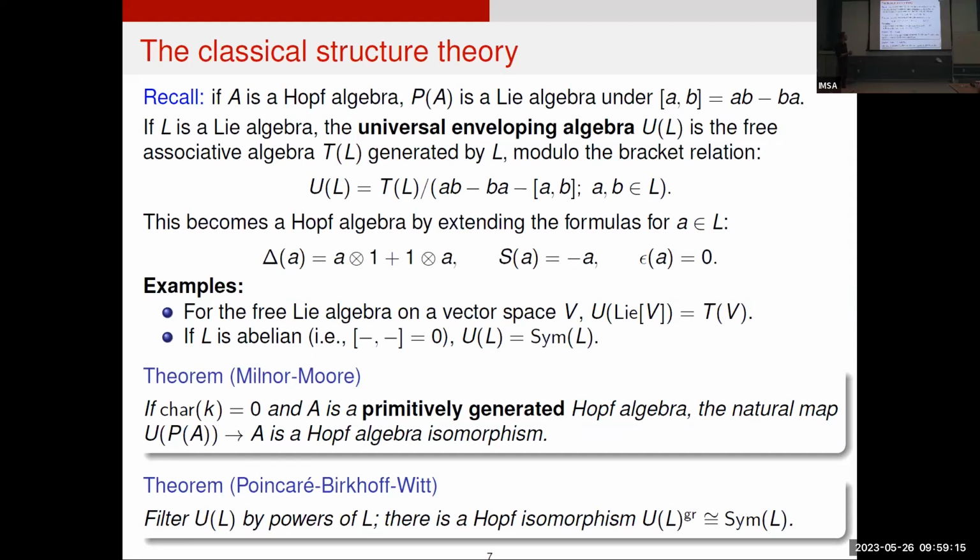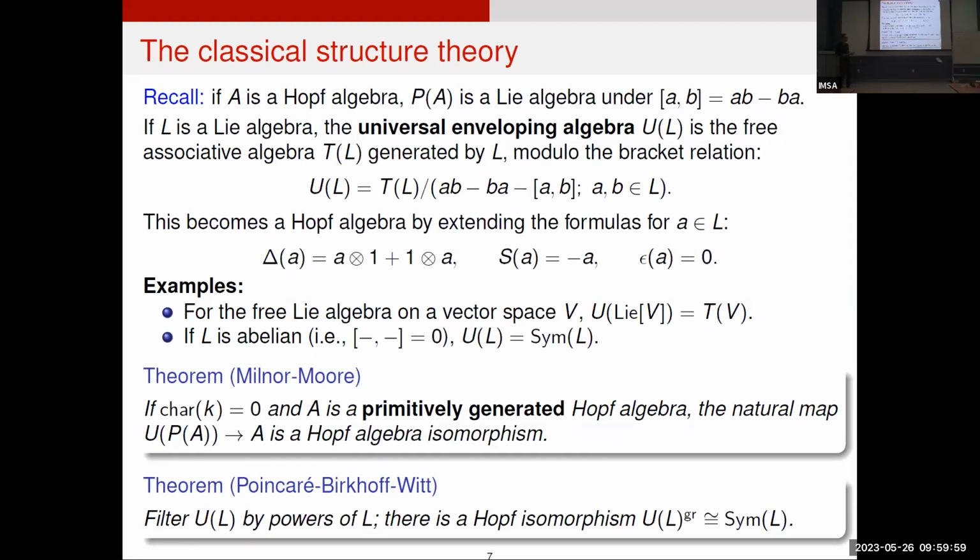So I take the free associative algebra, the tensor algebra on L, and I modify the relation so that the bracket is equal to the commutator. And it turns out that this becomes a Hopf algebra by extending multiplicatively formulas on L. I make L primitive, so the diagonal of A is A tensor 1 plus 1 tensor A. I make the antipode of A the negative of A, and I make the co-unit of A 0. I extend all of those multiplicatively, and that gives me a definition of a Hopf structure on the enveloping algebra.